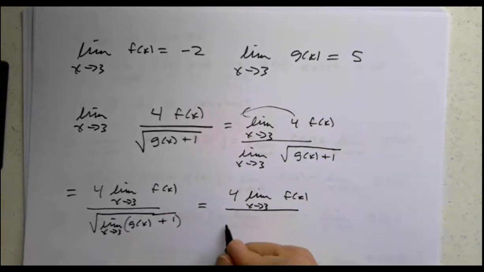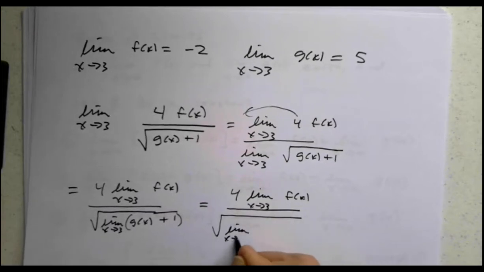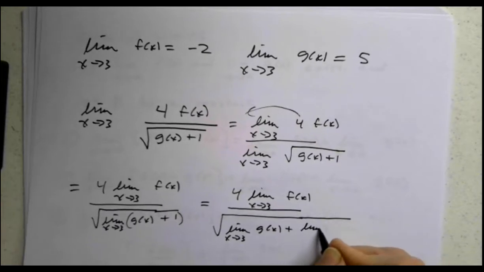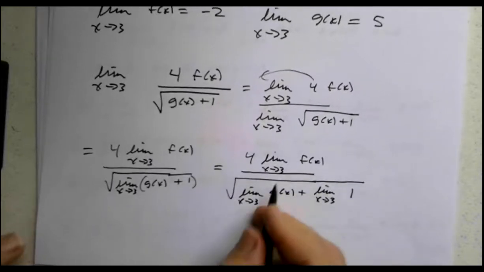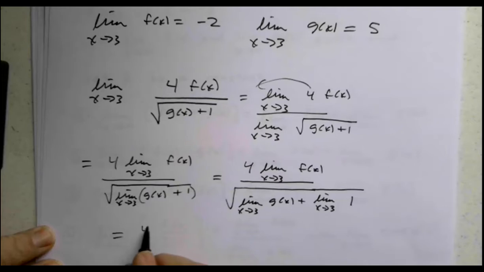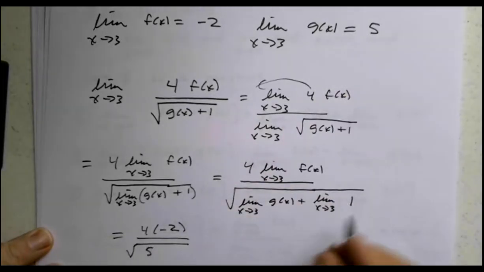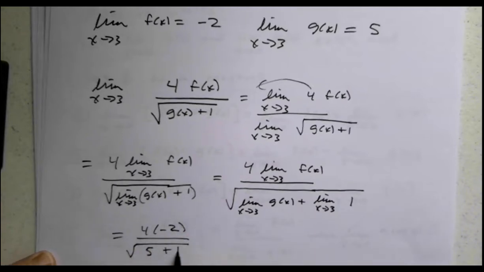Again, I have the limit of g of x plus 1. The limit of the sum is the sum of the limits. So the square root of the limit as x goes to 3 of g of x plus the limit as x goes to 3 of 1. Well, what do we know? The limit as x goes to 3 of f of x up top was -2, so we get 4 times -2. Downstairs I have the square root. The limit as x goes to 3 of g of x was 5. The limit as x goes to 3 of 1, the limit of the constant is that constant. Visualize that horizontal line. As I get closer and closer to 3, it's just 1.